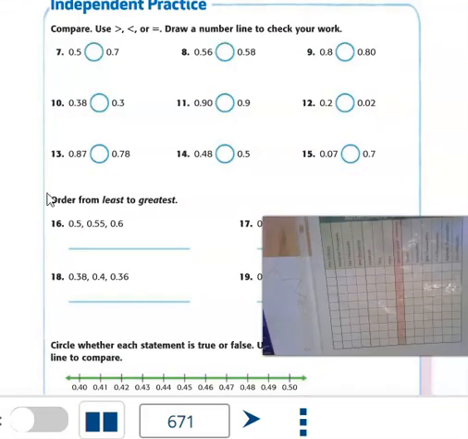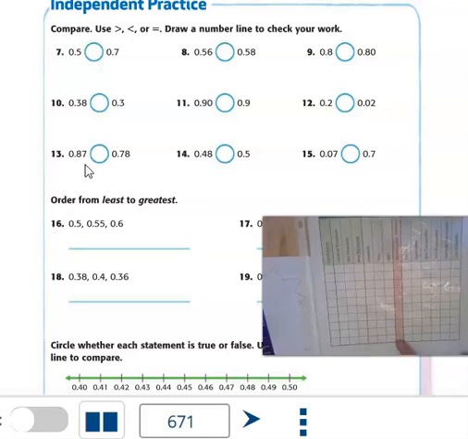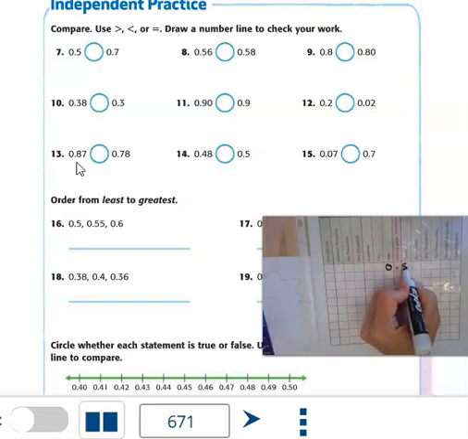Okay, just for extra support, I'm going to do number 13 and then probably number 18, one from each type of problem. Here you're just going to compare using these symbols, and down here we're going to order from least to greatest, so we can't mess that up by doing it greatest to least. So let's look at number 13. I'm going to use the place value chart first. So I'm looking at 87/100ths, and I'm looking at 78/100ths.